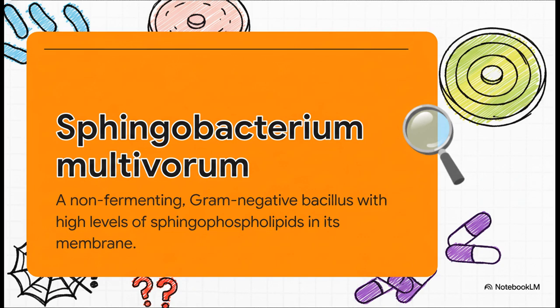Well, it's a non-fermenting, gram-negative bacillus. The really interesting thing, and where it gets its name, is this key feature. It has high concentrations of sphingophospholipids in its cell membrane. That's actually pretty unusual for bacteria. And while for a long time we thought of it as having low virulence, it is now, without a doubt, on our radar as a significant human pathogen.